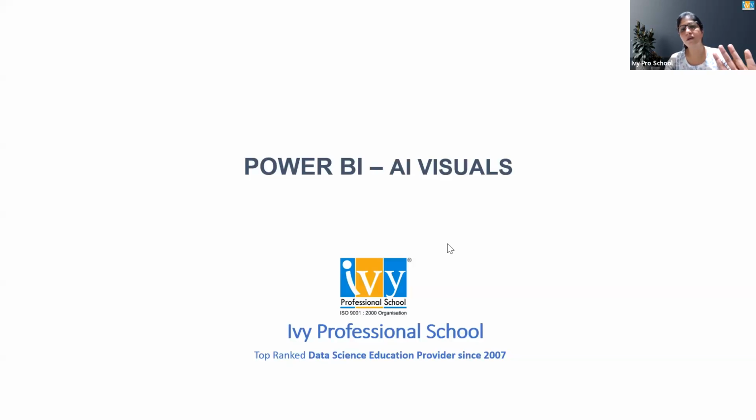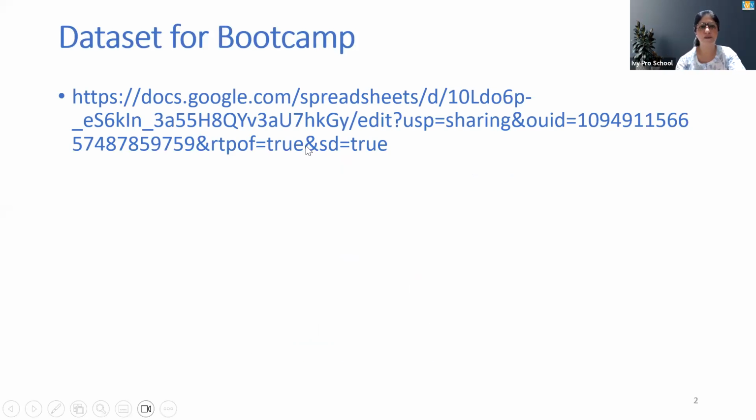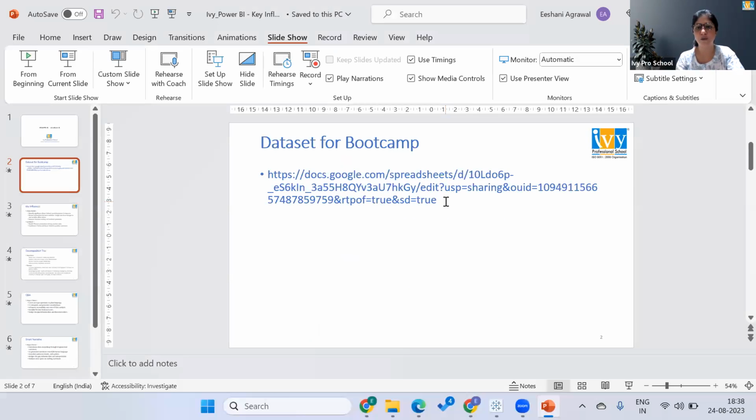So we have four important visuals that are categorized as AI visuals in Power BI. One by one, we will look at why each is important and how it helps us in our work. Then I'll work with a data set, which I'll share with you, in which we'll do a small demonstration of those AI visuals. So the data set is this one. Let me quickly share it with you.